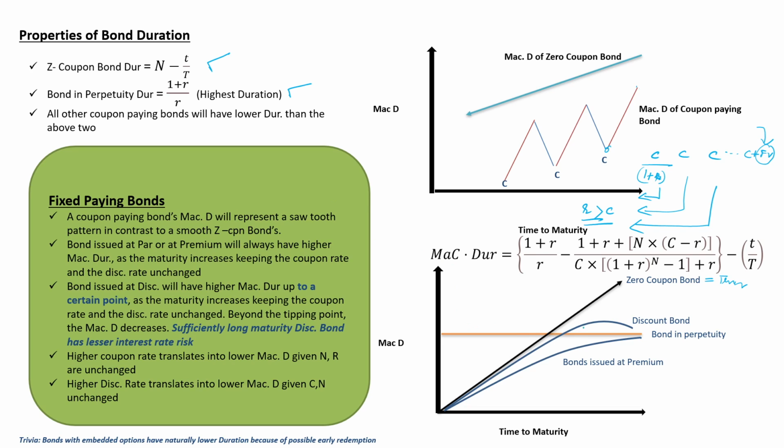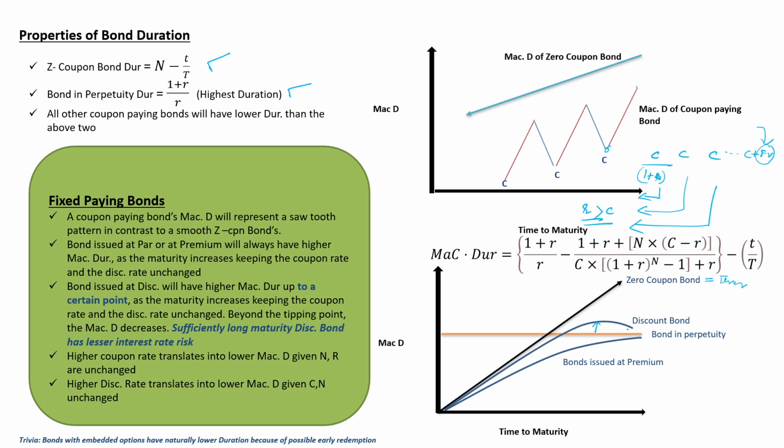However, there is also a tipping point to this, and the tipping point suggests that the increase in duration for a discounted bond, just because the tenor increases, cannot go on indefinitely. So a point would come after which the bond issued at discount will become gradually insensitive as far as duration measure is concerned as the time to maturity increases, and it would gravitate towards the duration of a bond in perpetuity.